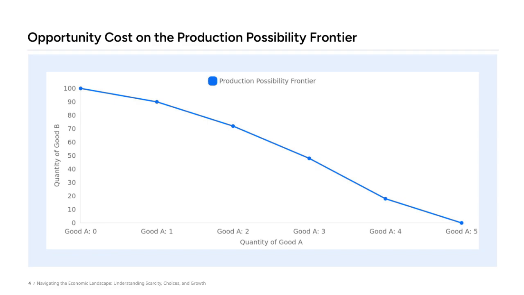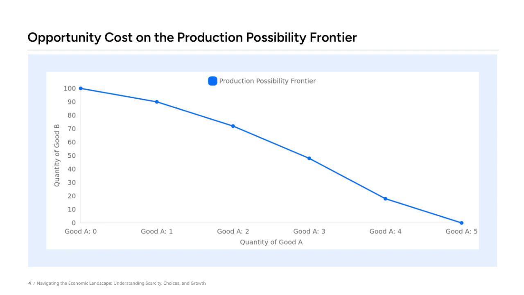For example, when good A increases from 0 to 1 unit, good B decreases from 100 to 90 units. But as we push production further, say from 3 to 4 units of good A, good B drops more sharply from 48 to 18 units.